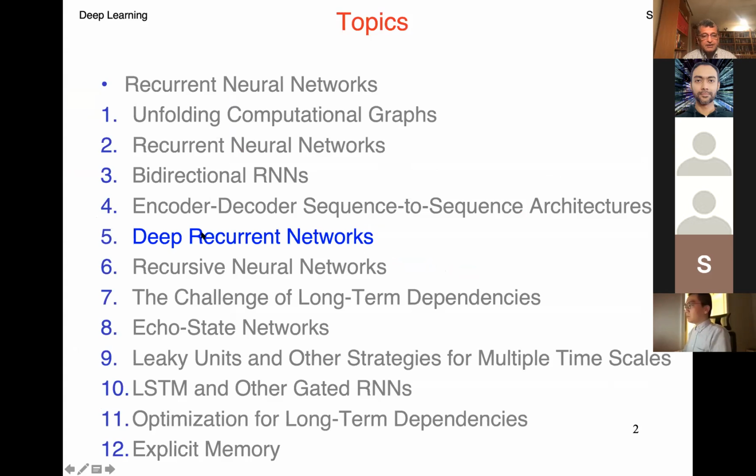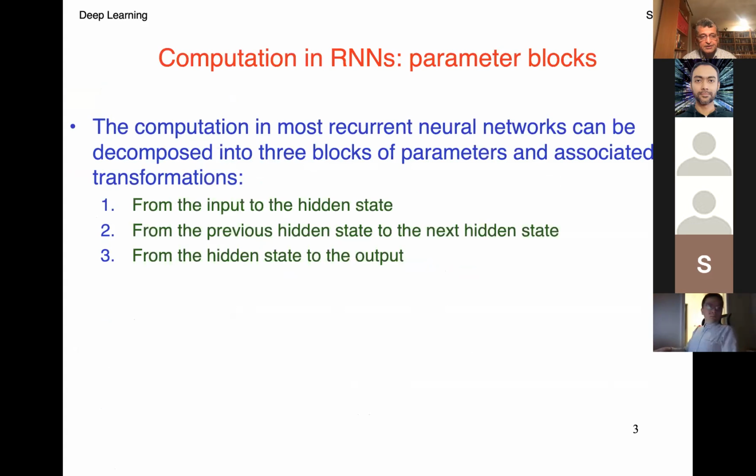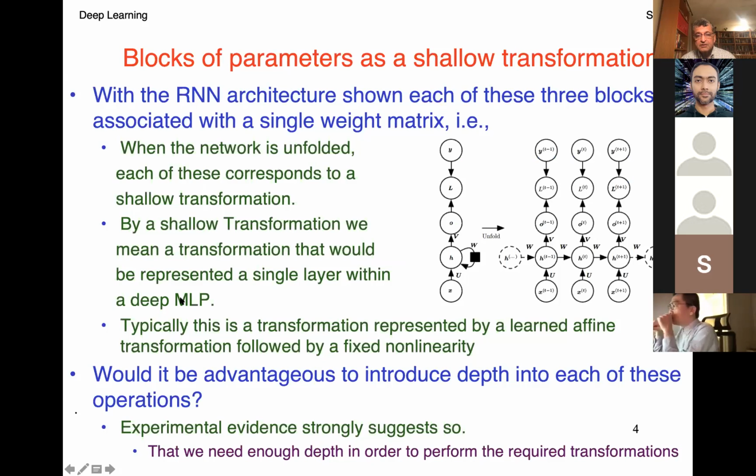Okay, this is under recurrent neural networks, or under sequential models. It's deep recurrent networks. So, parameter blocks. The computation in most recurrent neural networks can be decomposed into 3 blocks of parameters: from the input to the hidden state, from the previous hidden state to the next hidden state, and from the hidden state to the output. That's the obvious thing in any deep learning. These blocks of parameters are a shallow transformation. So would it be advantageous to introduce depth into each of these operations? That is an interesting question. Should you introduce depth here?